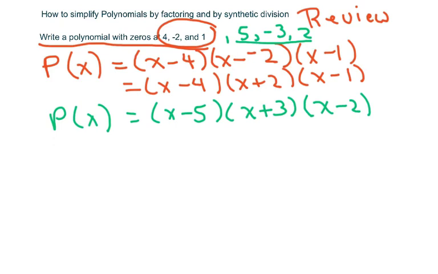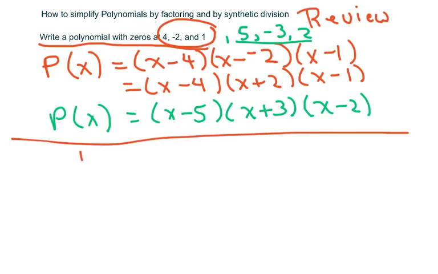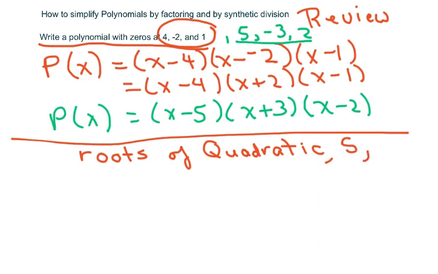And sometimes they ask you questions, for example, for the roots. Remember, roots and zeros mean the same thing. So let's try, if they give you the roots of a quadratic. And quadratic just means the degree is 2. So basically, let's say the roots are 5 and 2/3.